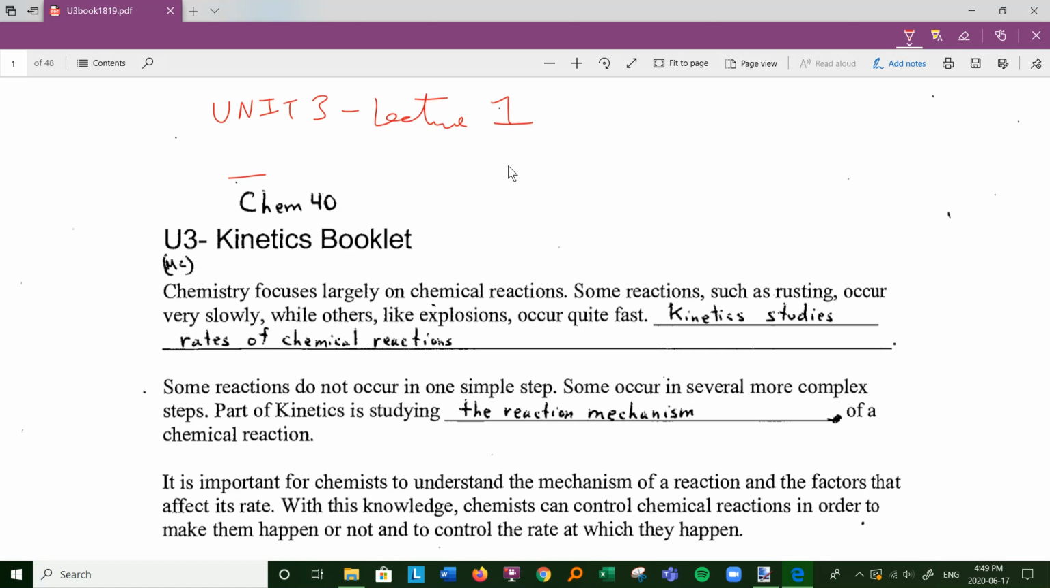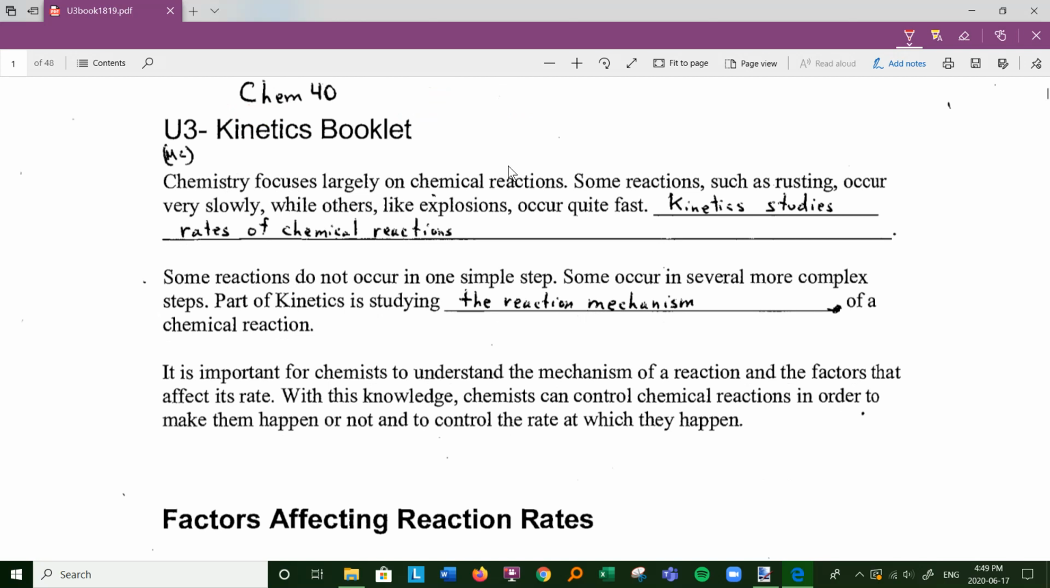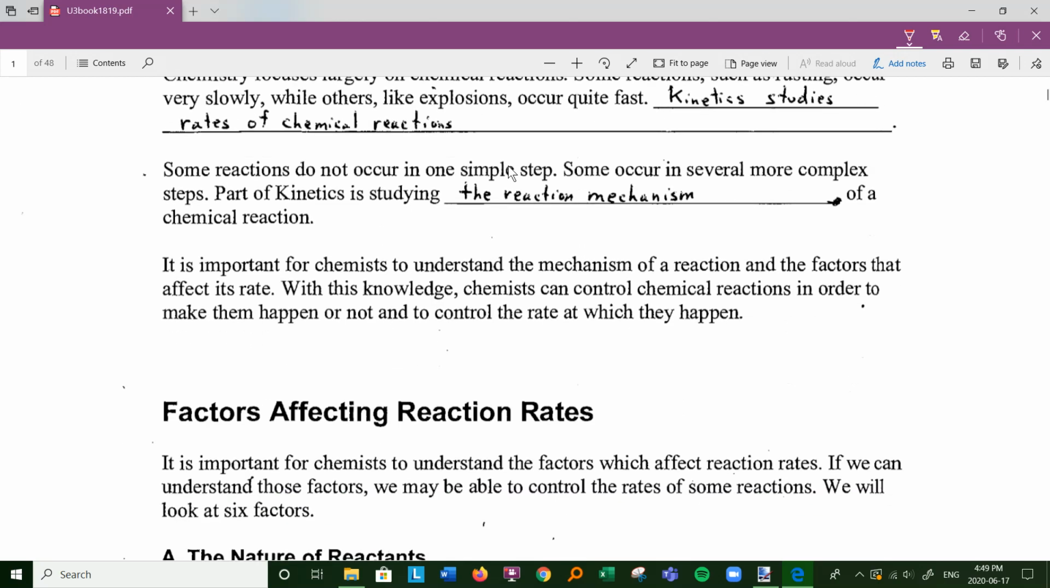So I'm just going to read through. The blanks are filled in for you, so you can just highlight them. Chemistry focuses largely on chemical reactions. Some reactions, such as rusting, occur very slowly, unless it's my old Chevy Cavalier, while others, like explosions, occur quite fast. Kinetics studies the rates of chemical reactions. Some reactions do not occur in a simple step, some occur in several more complex steps. So part of kinetics is studying the reaction mechanism of a chemical reaction, the detailed series of steps.